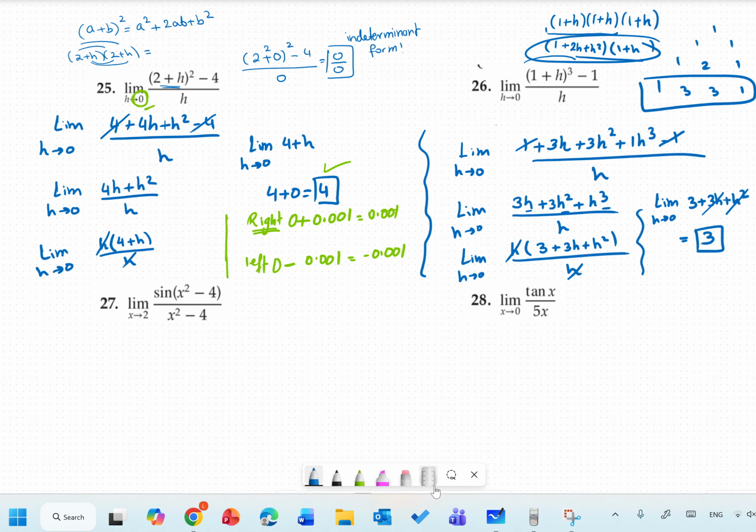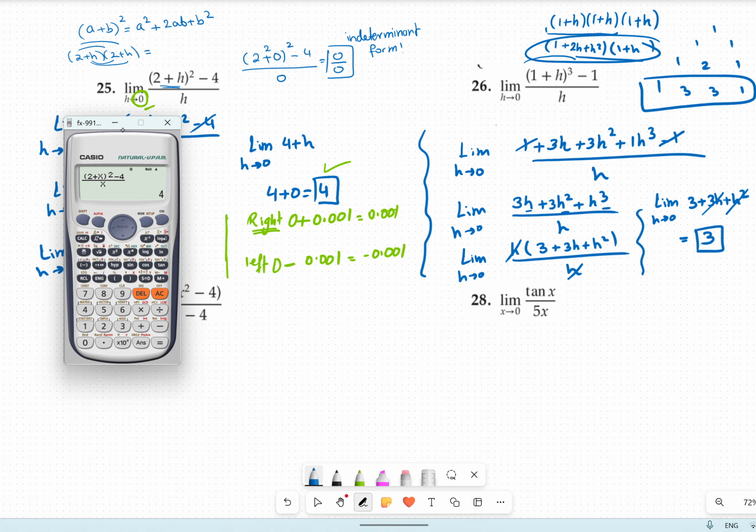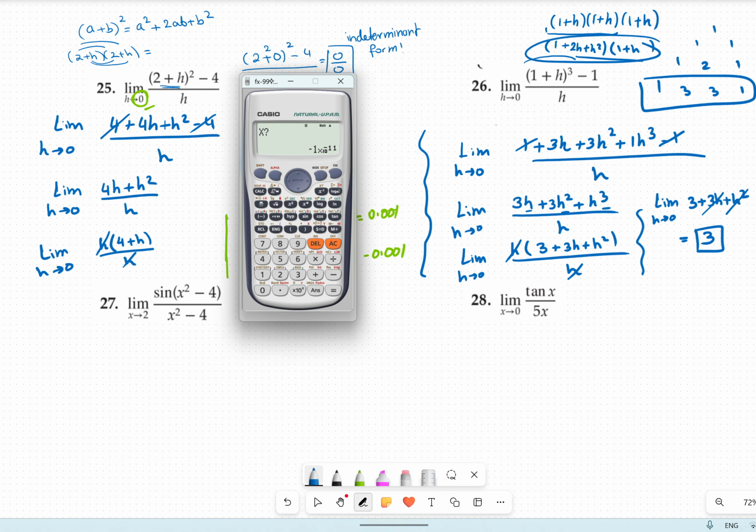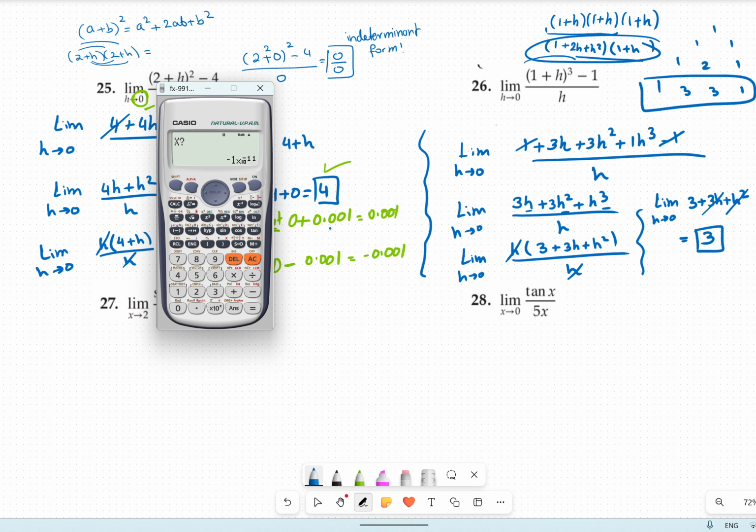Now again, how could I have done this with the calculator? I will go to my calculator. I will write the function same as it is, 1 plus x cubed minus 1 over x. Now I will click calculate. Now I want from the right of 0. So same like we did in question 25, I am going to put 0.00001 and I will click equal. See, directly I got the answer to be 3.